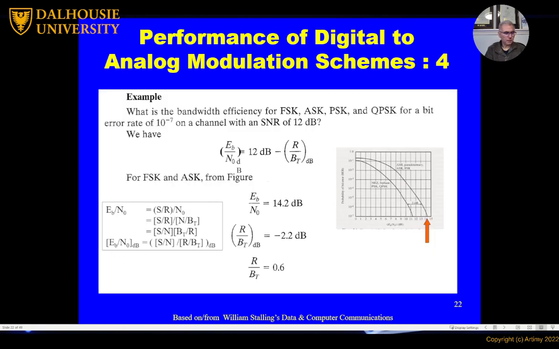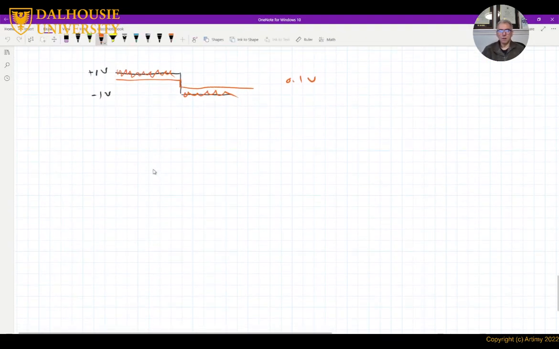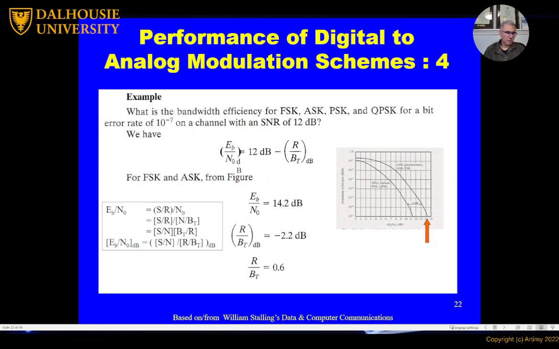All right, so let me write it down. So the bit energy to noise ratio equals signal to noise ratio multiplied by the bandwidth divided by the rate, right? Actual rate divided by bandwidth.